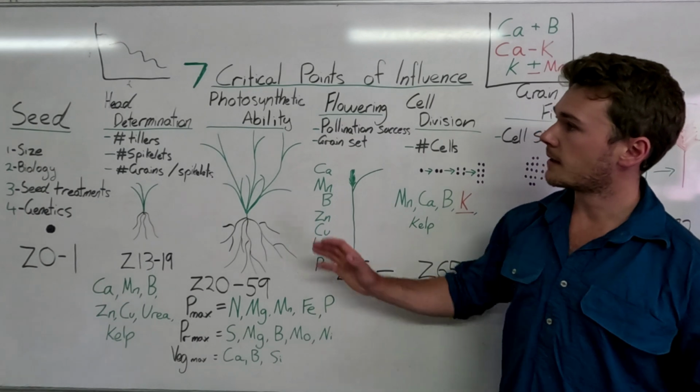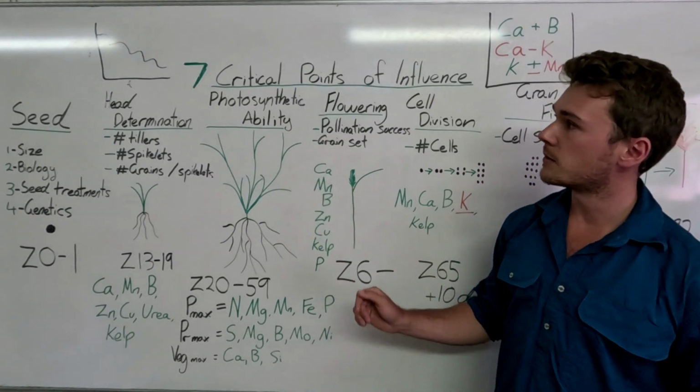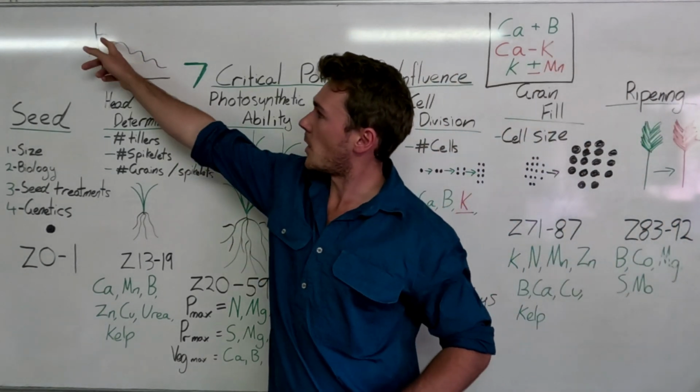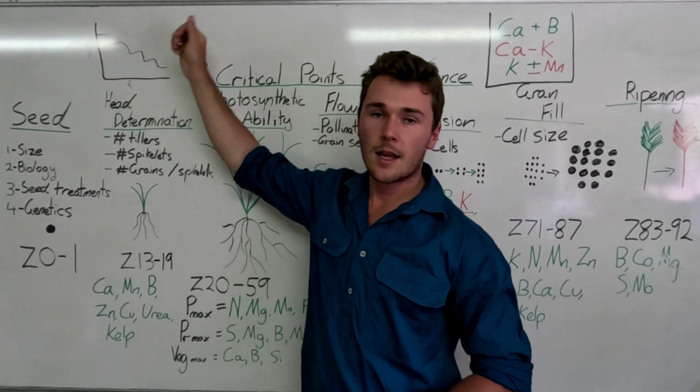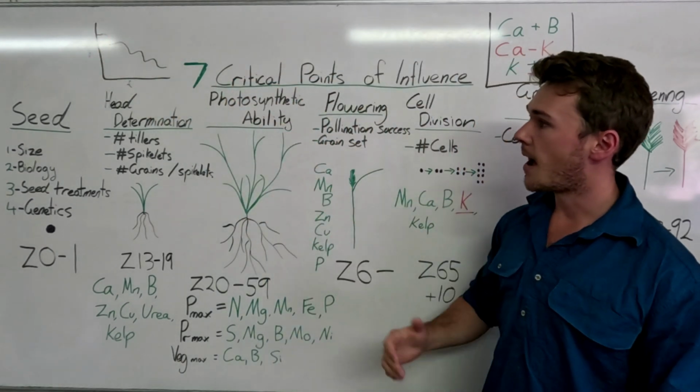Otherwise, that's really it. They are the 7 critical points of influence and allow us to set a high yield potential and maintain that by the time we harvest.